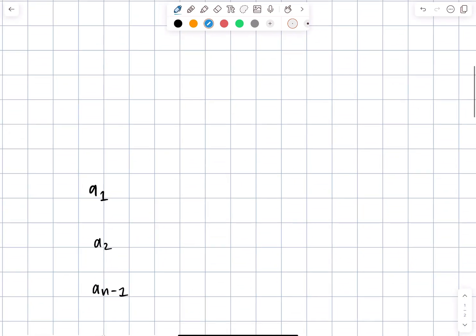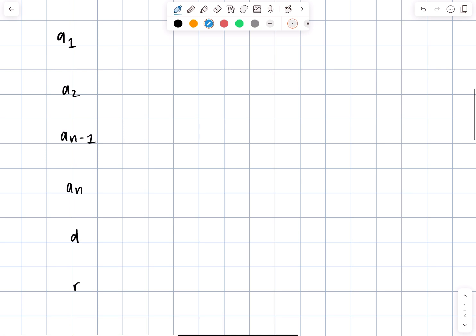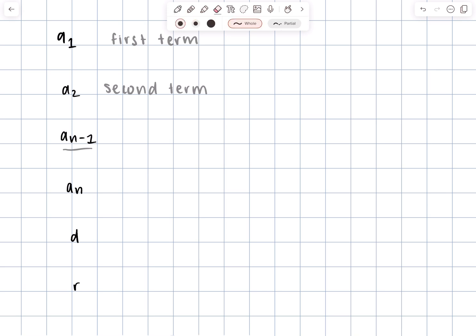Okay, now that we're all warmed up, let's define these 6 terms that you will see in future videos for arithmetic sequences and geometric sequences. So a sub 1, what is that? That is your first term. Pretty self-explanatory. This is the first number in your sequence. A sub 2, again, pretty given. This is your second term in the given sequence. A sub n minus 1 over here, this means your previous term.